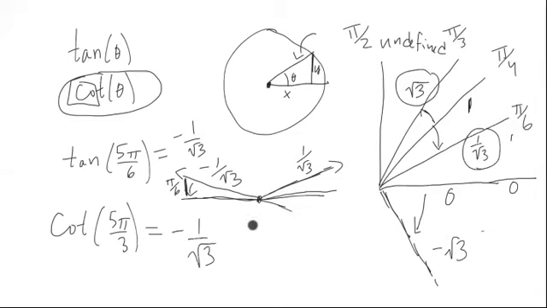Similarly, let's look at another one. Let's look at the cotangent of 3 pi fourths. What's that? So 3 pi fourths is actually in this quadrant right here with a slope of negative 1. And the reciprocal of negative 1 is just negative 1.